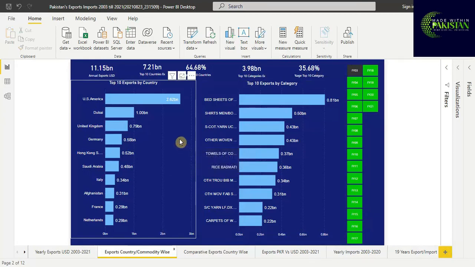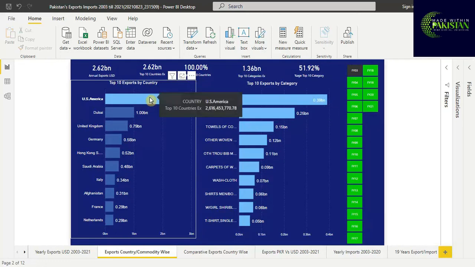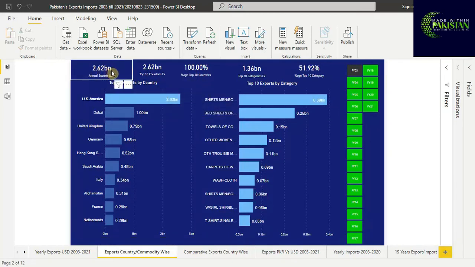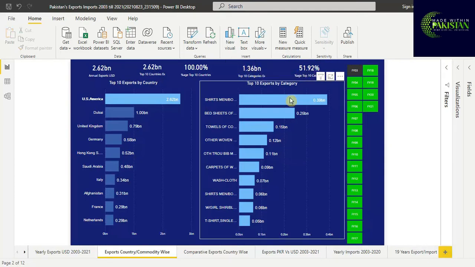So let's go for each specific country. For example, America: exports were 2.62 billion. The top 10 commodities contributed 1.36 billion. The percentage is 51.92. And the products are shirts, bedsheets, towels, carpets, wash shirts, meaning the majority are from the textile group. Pakistan is majorly a textile exporter. So in this analysis, you will see that the majority of the products will be from textile.